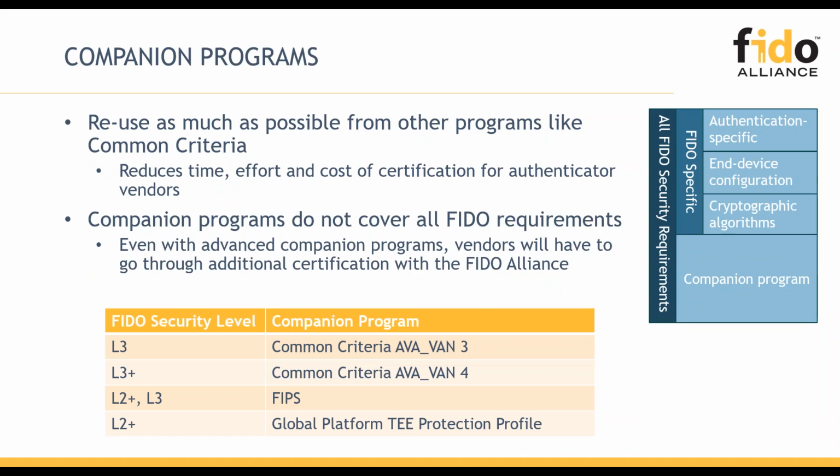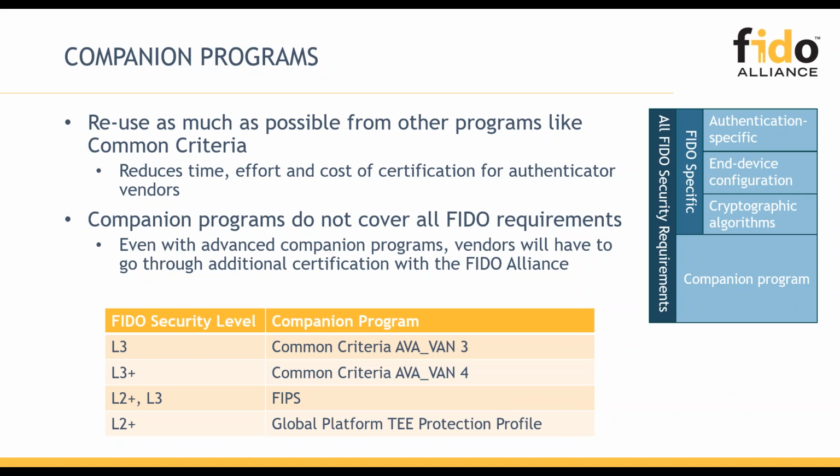The companion program is something that FIDO implemented as a way to reuse as much as possible from other industry well-known certification products or processes. The primary reason for using this was to reduce time, effort, and cost for both the vendor as well as FIDO from an administrative perspective. So the companion program is detailed out in what we call our mapping document. So we mapped all of the FIDO requirements to the requirements of the companion program, and all that the lab does is validate that the device is certified for that companion program, and it does the evaluation on the delta requirements of FIDO that are not covered in the companion program.